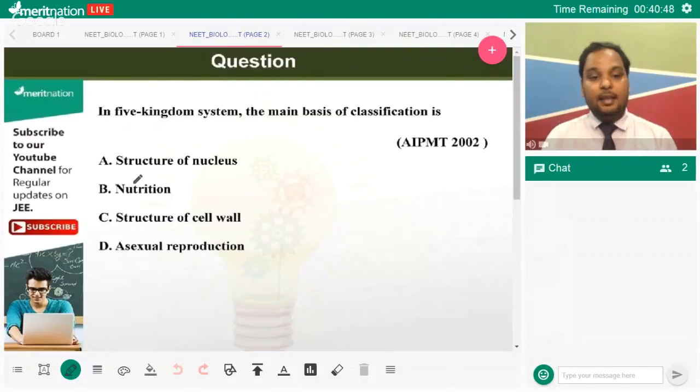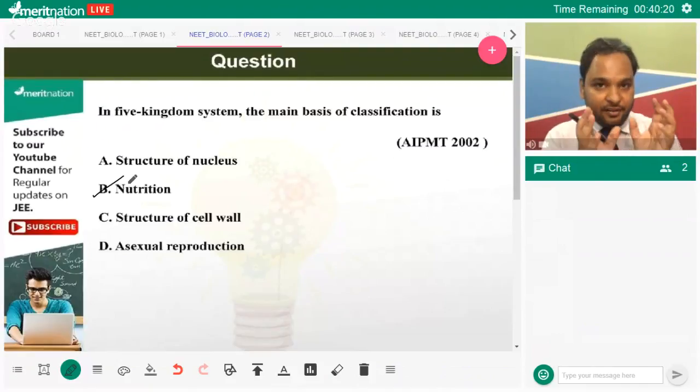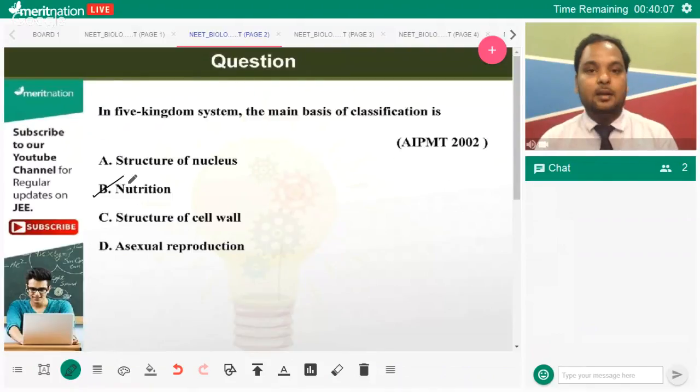Now most of you are saying in 5 kingdom system of classification, the main base of classification is B, nutrition, and that is absolutely correct. Now, why? If you remember in 5 kingdom classification, everyone, the first classification was based on the cell, whether it is a prokaryotic cell or a eukaryotic cell. That was the very first basis. Not the structure of the nucleus, not the structure of the cell wall, not asexual reproduction, but prokaryote and eukaryote. And then we have divided them on the basis of autotrophic or heterotrophic nutrition. That is why plants and animals are in different kingdoms. This is the reason out of all these 4 options that B is the correct answer. I hope you have understood this question.